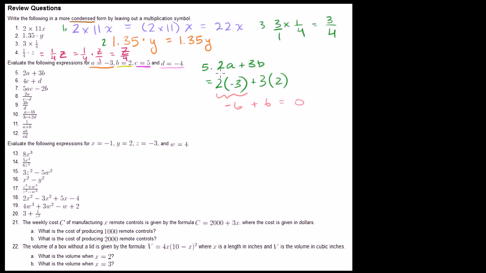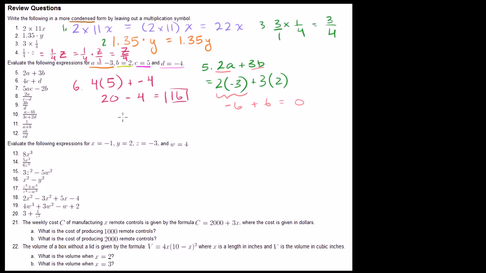Notice the order of operations. We did the 2 multiplications before we added the 2 numbers. Multiplication and division takes precedence over addition and subtraction. Let's do problem 6. So you have 4 times c. What's c equal to? They tell us c is equal to 5. So 4 times 5, that's our c, plus d. d is negative 4. So we have 4 times 5 is 20, plus negative 4. That's the same thing as minus 4. So that is equal to 16.